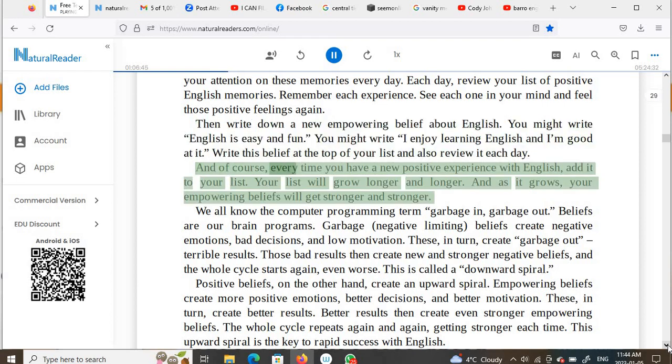And of course, every time you have a new positive experience with English, add it to your list. Your list will grow longer and longer. And as it grows, your empowering beliefs will get stronger and stronger.